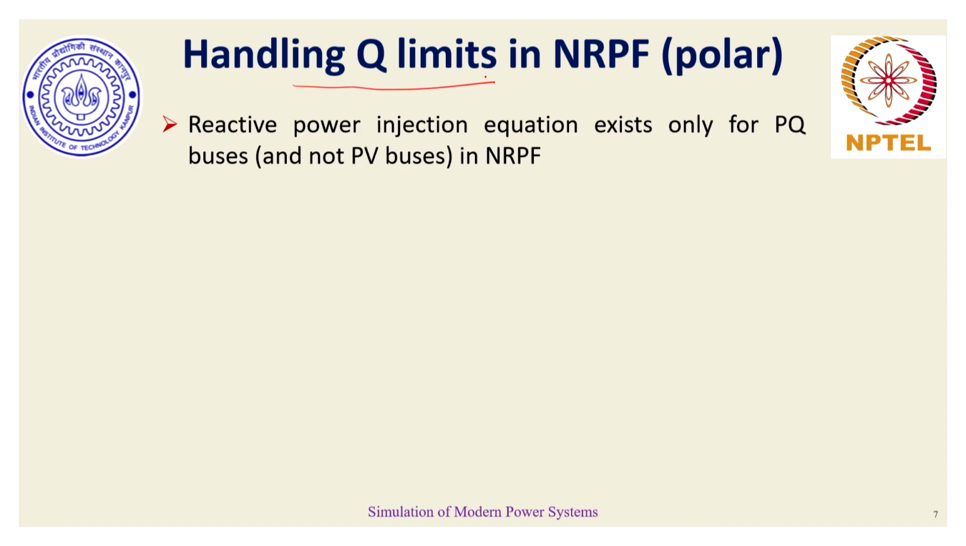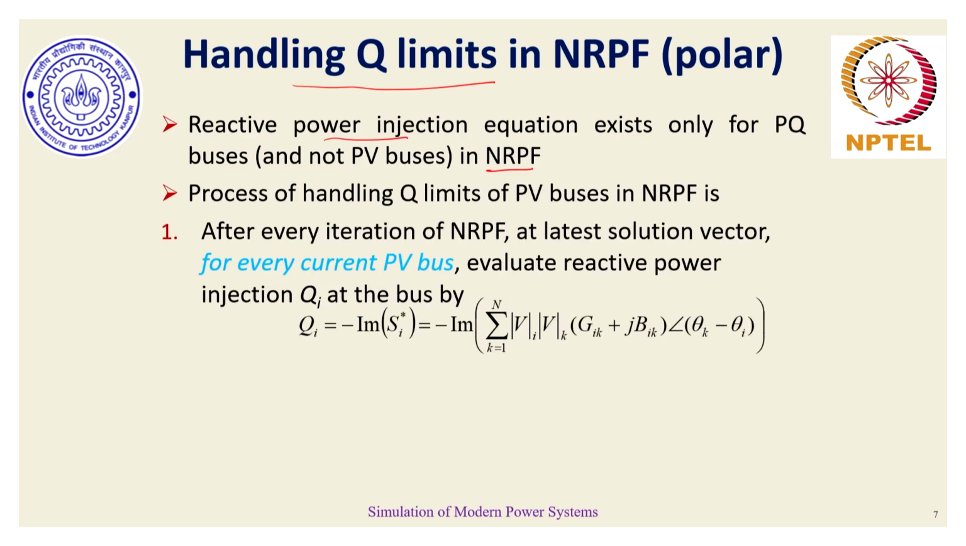handling PV to PQ switchings in Newton-Raphson update equations. Since in Newton-Raphson power flow analysis, reactive power equations don't exist for PV buses, we'll also have to check whether a PV bus remains a PV bus. The process is more or less similar to what we did for PV-PQ checks in the Gauss-Seidel method.